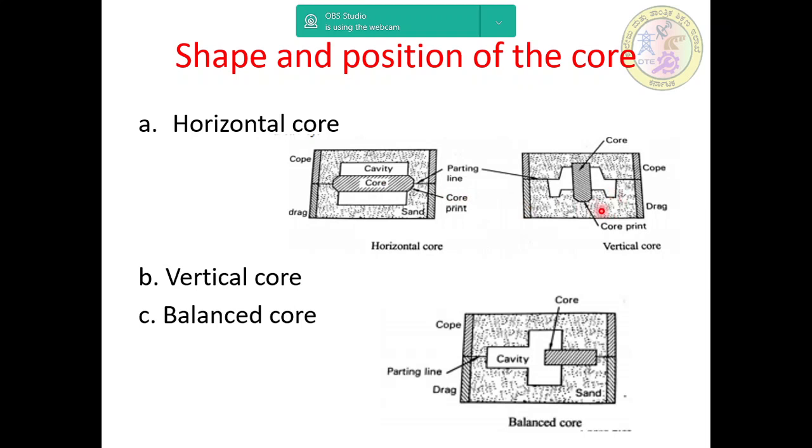Next we'll go for the vertical core. Here, as the name indicates, vertical means the core is placed vertically. This is the mold cavity, the white portions, and then this is the core. Here you have to place the core in the vertical direction.